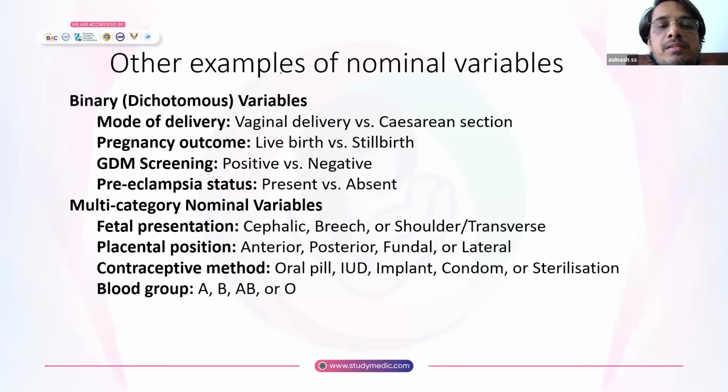Other examples are all this. You can see binary nominal variables, which we already discussed. The GDM status, is it positive or negative, is also a nominal variable. Preeclampsia status is also a nominal variable. Even what type of contraceptive method they are taking, it's the name of the contraceptive method. So what type of blood group, name of the blood group, are all examples of nominal variables, the categorical variables measured under the lowest scale, that is the nominal scale.